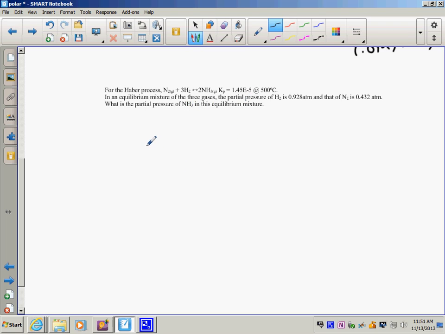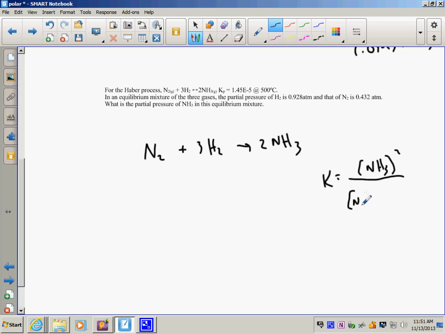Okay, write the equation out. N2 plus 3H2 yields 2NH3. My K is going to include all of them, so they're all gases, equaling the NH3 squared, over the N2 and the H2 cubed. I should say the partial pressures, not the concentrations, but I sometimes think of them as being the same thing, but they are not. Well, they're close. Okay, initial, stoichiometric ratio, equilibrium.